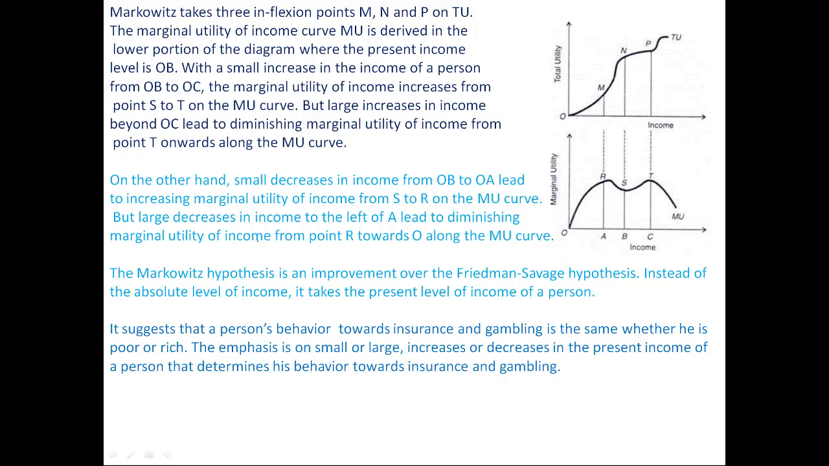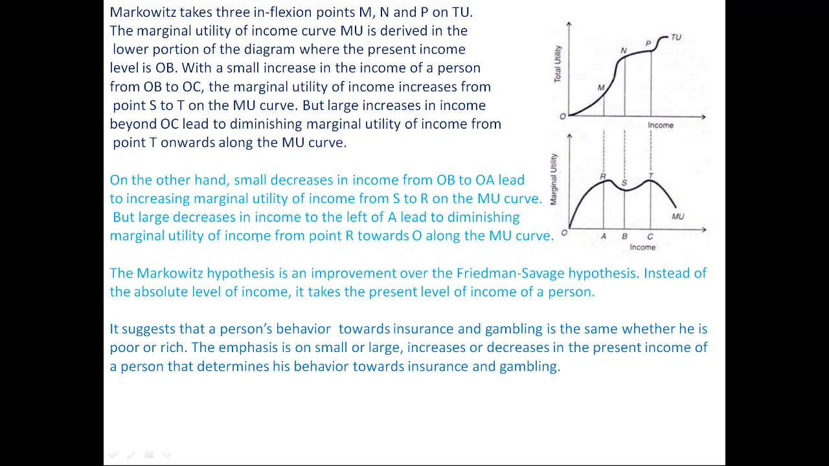At a higher present level of income OB, with a small increase in income, here just N to P, from OB to OC, the marginal utility of income increases from S to T. Okay, S to T. But with a large increase in income, beyond OC, this leads to diminishing marginal utility of income from point T onwards. Here, marginal utility of income decreases. After this point, if income increases, then marginal utility of income decreases.